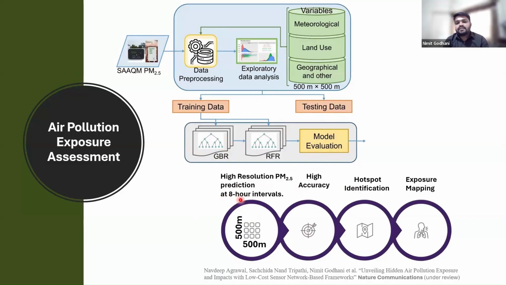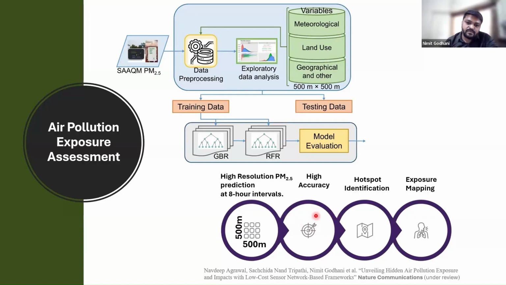So we can create an entire time series of the PM 2.5 prediction at a 500 by 500 meter grid, which has good accuracy. I can say that we matched with the actual measurements of the nearby PM sensors. Our R-squared score is more than 0.76, while at the nearby or pinpoint locations it goes up to more than 0.87.